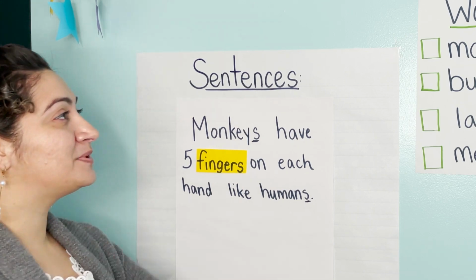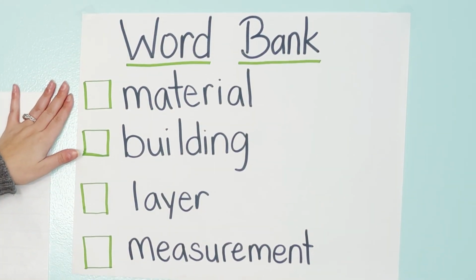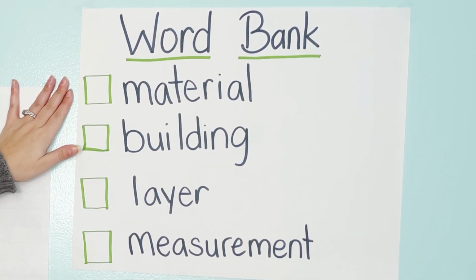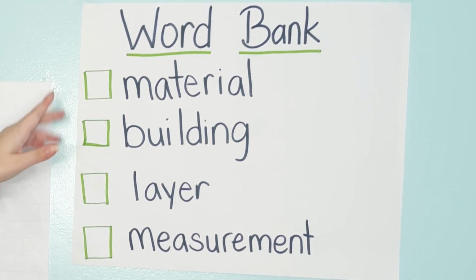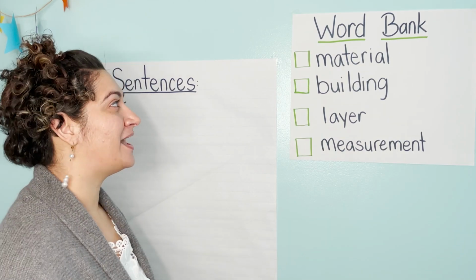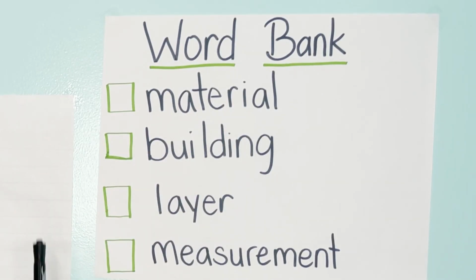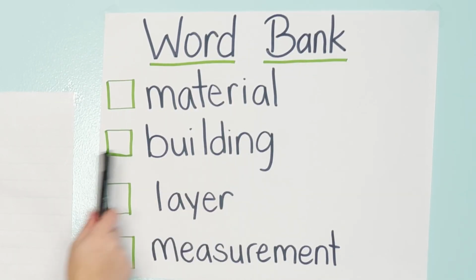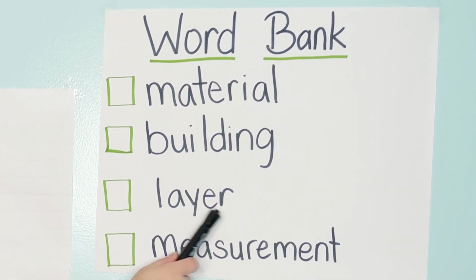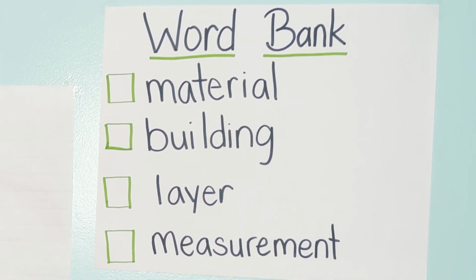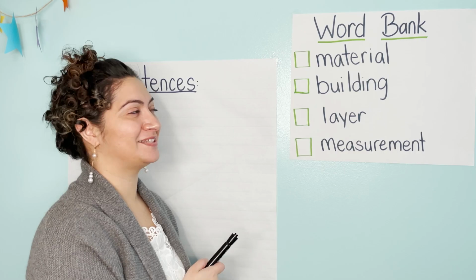All right, scholars, we have a word bank today. Make sure you have your paper and pencil handy. We are going to be writing. All right, scholars, let's go ahead and read the words that are in our word box. We have material, building, layer, and measurement. Nice work.